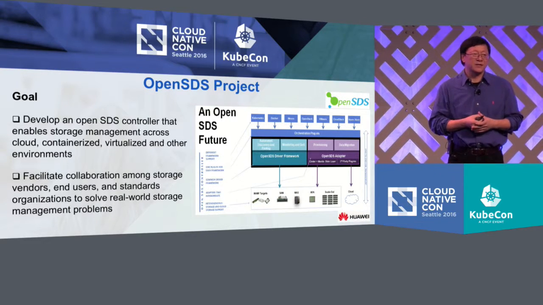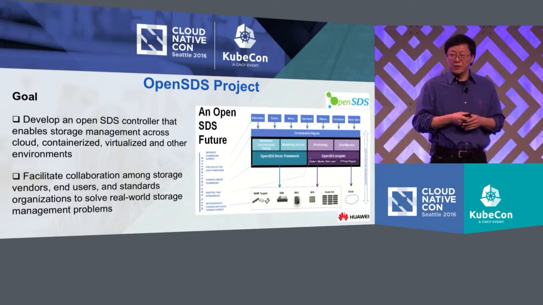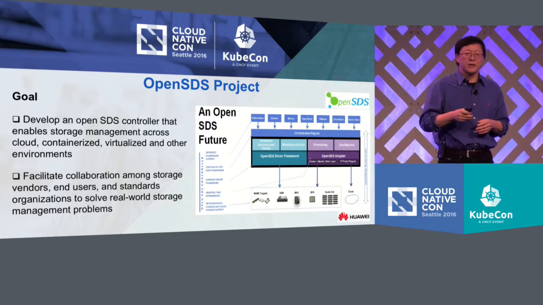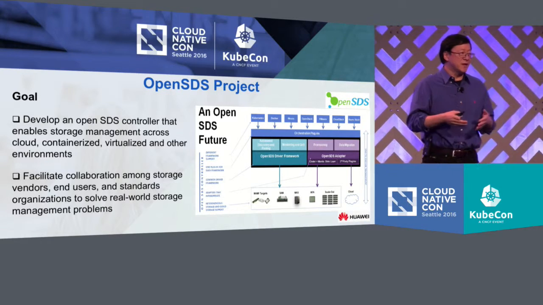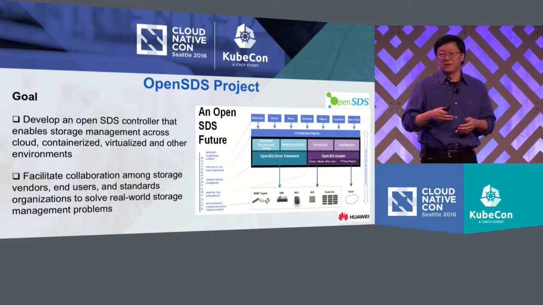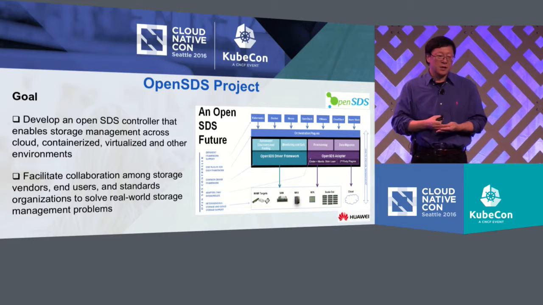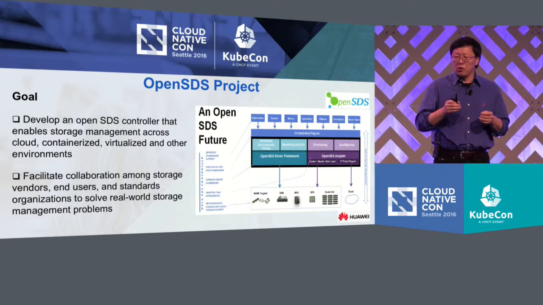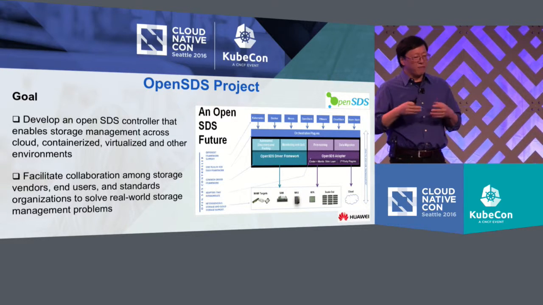The other project is OpenSDS, software-defined storage. This project was announced yesterday in a press release from the Linux Foundation. We are working with companies like Fujitsu, Hitachi, and others to create an OpenSDS controller to manage heterogeneous storage servers across the cloud, including Kubernetes, OpenStack, and other clouds. One of the goals of this project is to facilitate collaboration among storage providers. We are hoping that we can create a standard API from this collaboration.